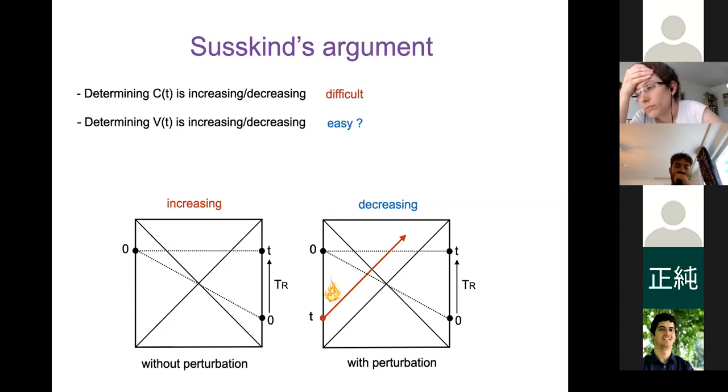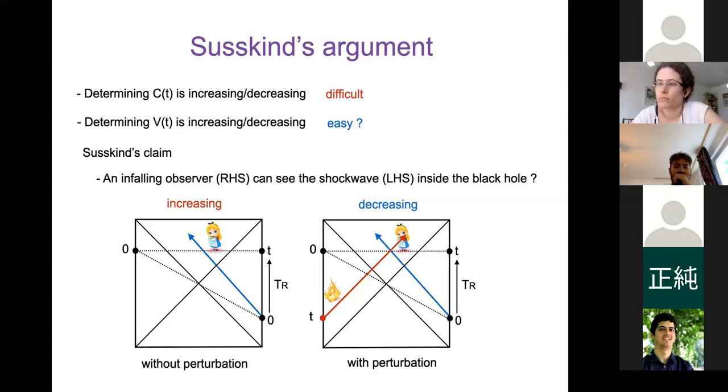Okay, so far these are, I think, reasonable observations, but then he went on further and made the following claim: whether the complexity, or the volume, is increasing or decreasing can be easily detected by an infalling observer. His claim is basically that an infalling observer who jumps into the black hole from the right-hand side will be able to see a perturbation or the shock wave that is coming from the other side of the black hole. Then by simply jumping into the black hole, this infalling observer can solve this very difficult problem very easily. Anyhow, again, the thesis seems to be violated.